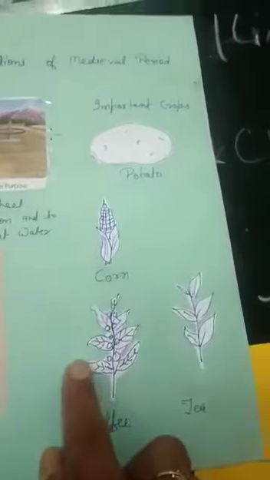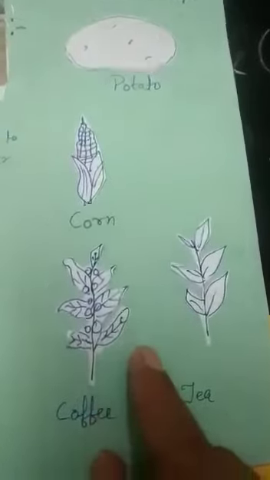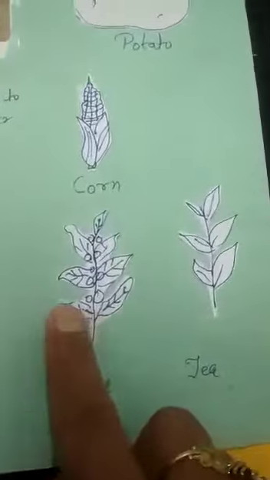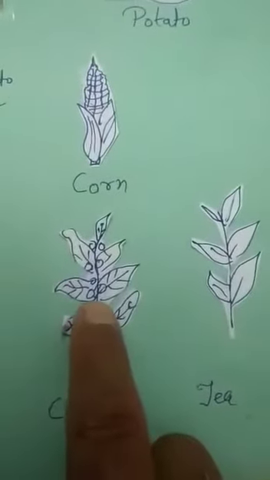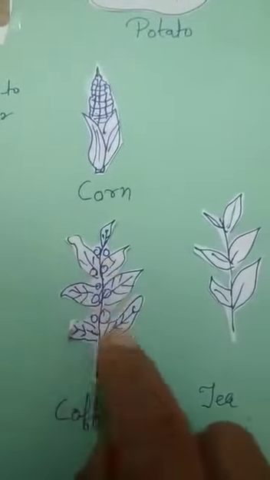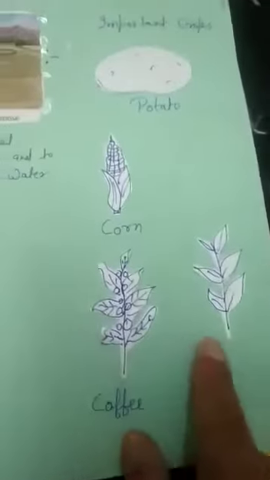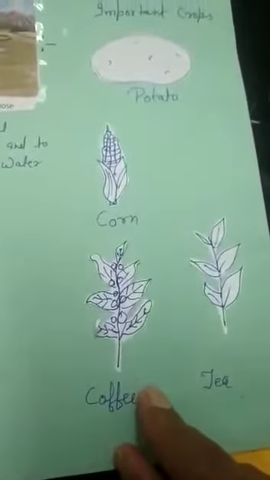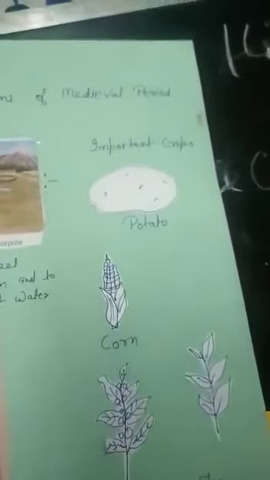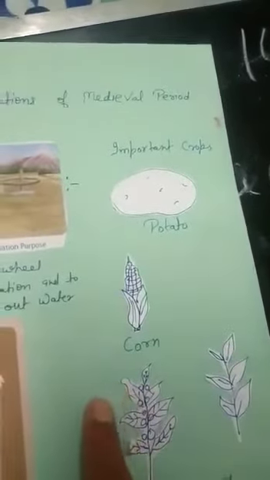You can see here the picture of the coffee plant. Here you can see the seeds of the coffee, and here you can see tea. These are two beverage crops. These were the major discoveries of the medieval period.